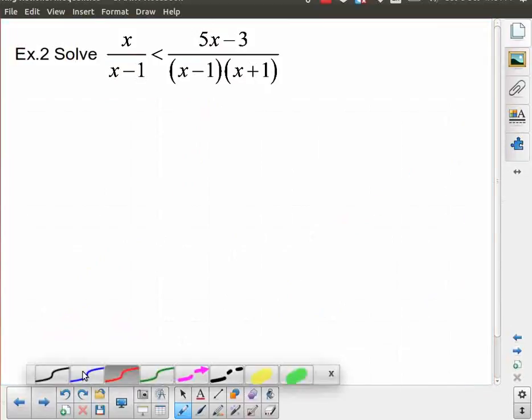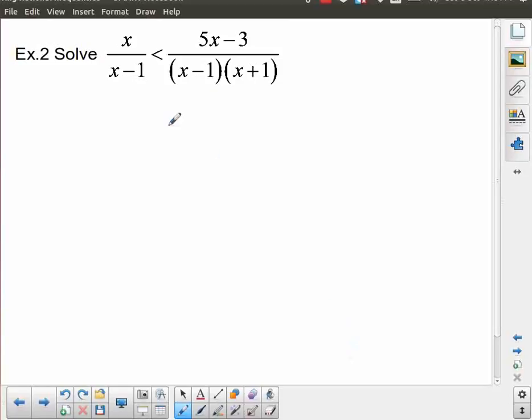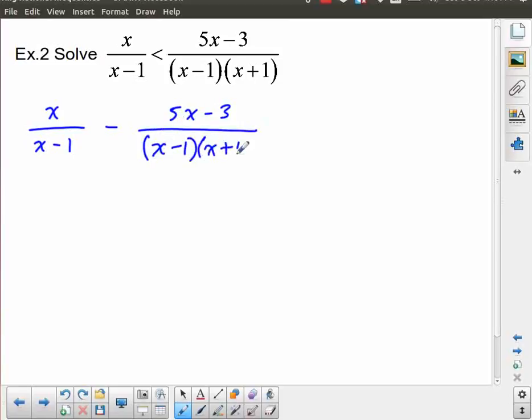Okay, let's try one that's a little bit more involved. So I've been asked to solve this. So what I'm going to do is bring everything over to the left side to start. x over x minus 1 minus 5x minus 3 over x minus 1 times x plus 1. Now you can see the factor that's missing. Oh, sorry, and I have to say that's now less than 0. The factor that is missing from here is an x plus 1.